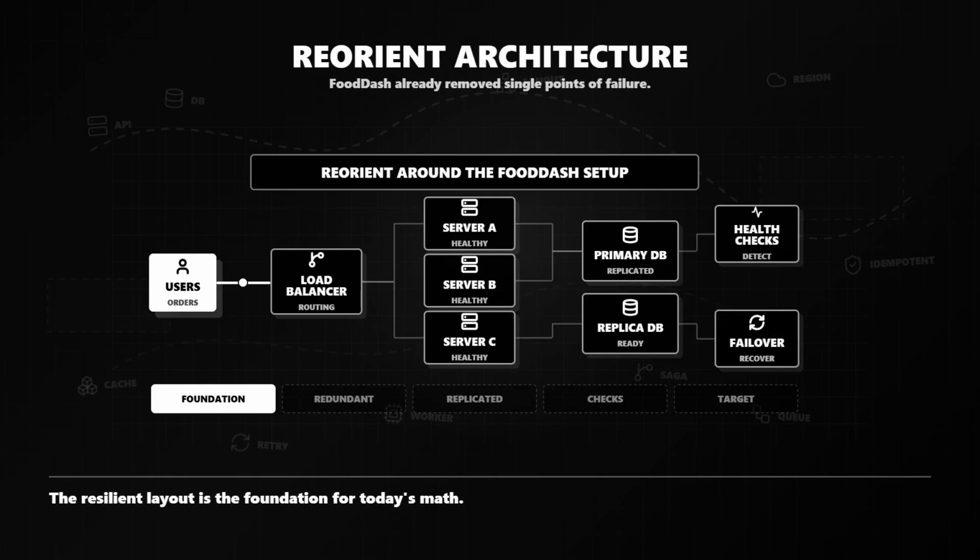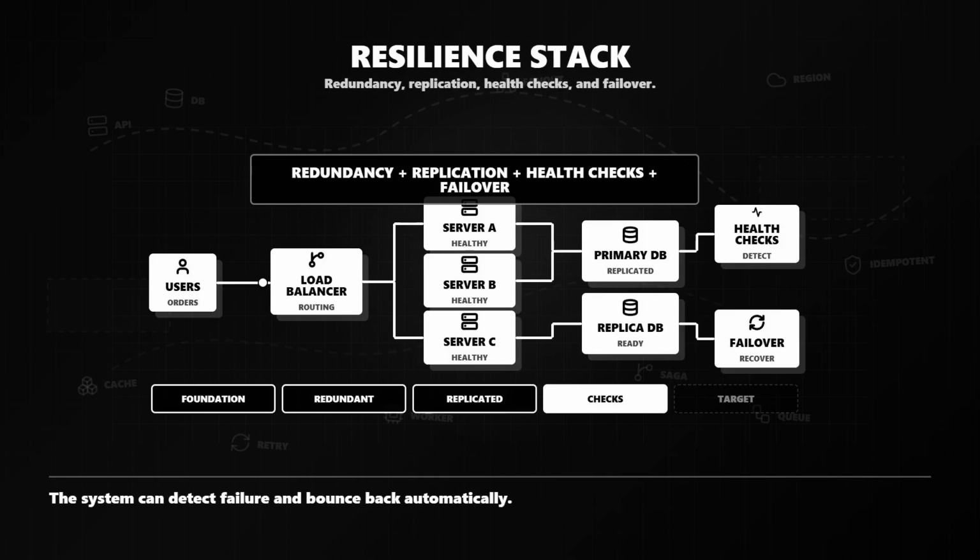Okay, before we dive into the math, let's just quickly reorient ourselves with the robust FoodDash setup we've already built. Remember, we totally eliminated those single points of failure. We brought in redundant servers, we spun up replicated databases, and we set up health checks with automatic failover. Basically, our system can catch a failure and bounce back all on its own.